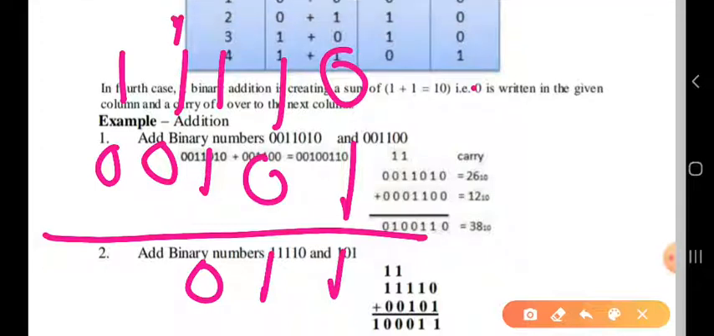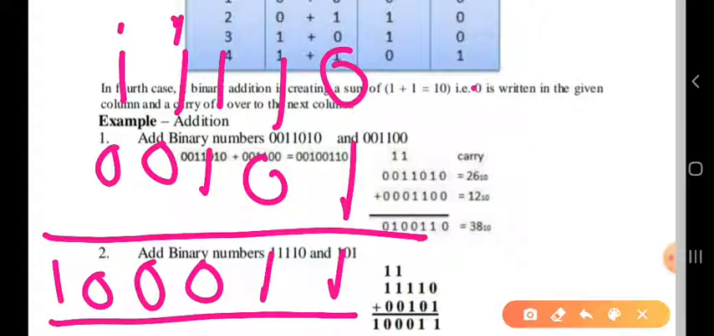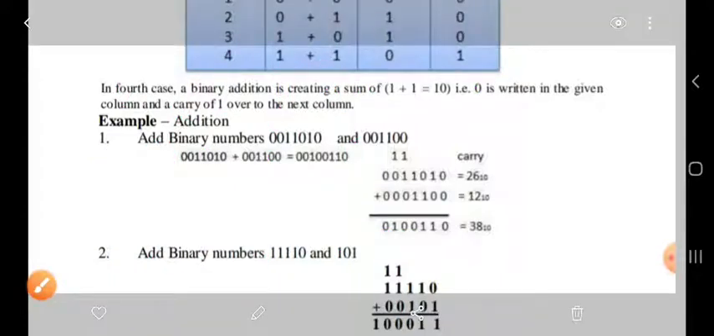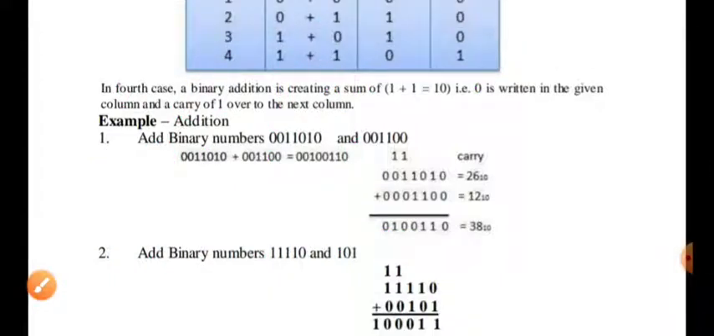Then 1 plus 1 is 10, again 1 carry, and then 1 plus 1 is 10 and 1 is here. So this is your answer, 100011. You convert it, you will get the desired result. So this is the rule of how a number is added using binary addition.